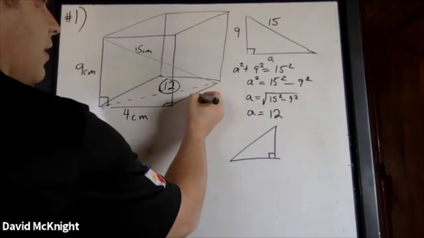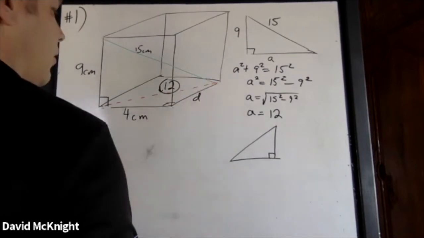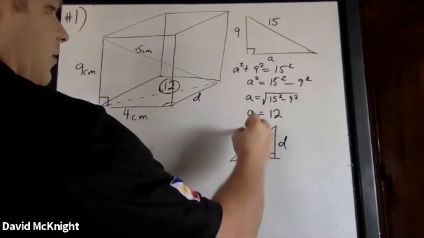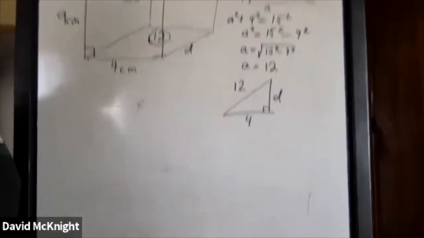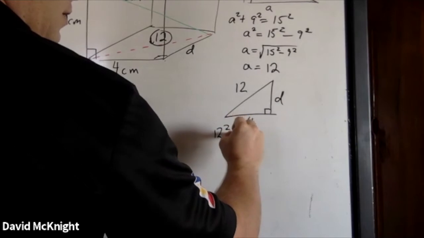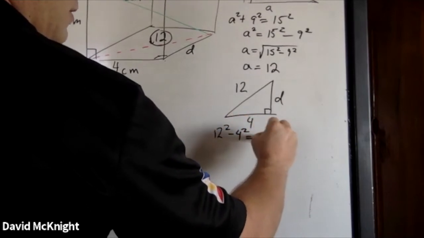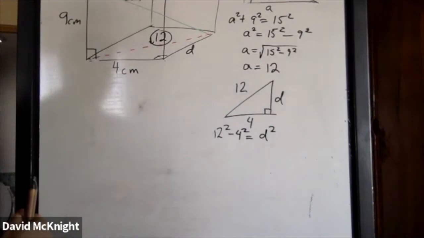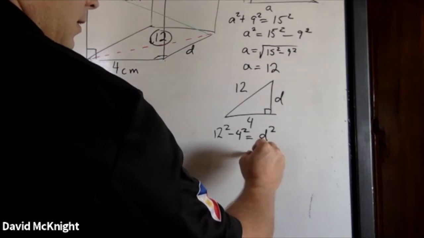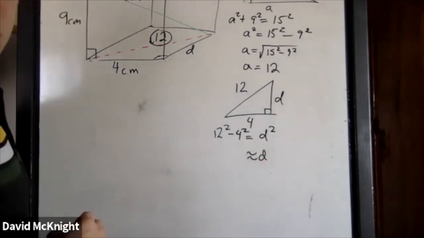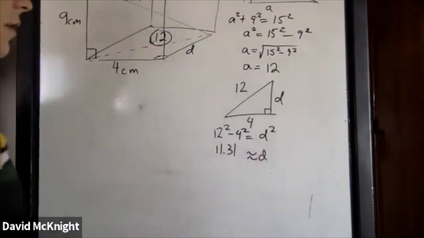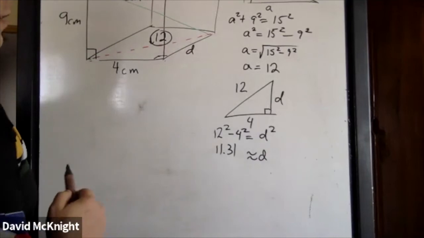And this is the side we're missing. We'll call this D for depth or something. And so we have 4 centimeters, we have D, and the diagonal is 12. Okay. So 12 squared minus 4 squared is equal to D squared. Okay, I kind of skipped a step there. And so D is approximately 11.31, and we can use that to find the volume.